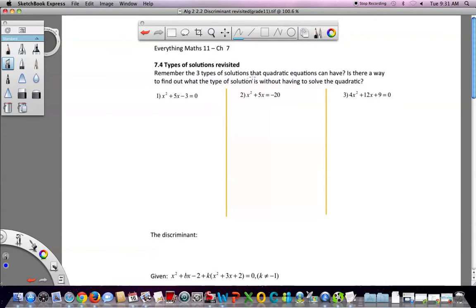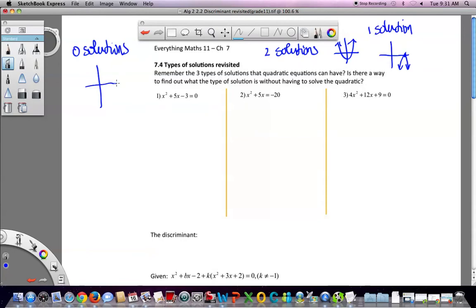And those three types of solutions would be, we could have two solutions, right? That would be something that looks like this. We could have one solution. That would be if you had a quadratic that just touched. And we could have zero solutions. Let's put that over here, sorry. And that would be a quadratic that doesn't touch at all. Okay.